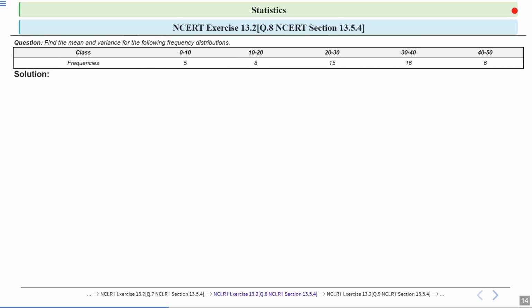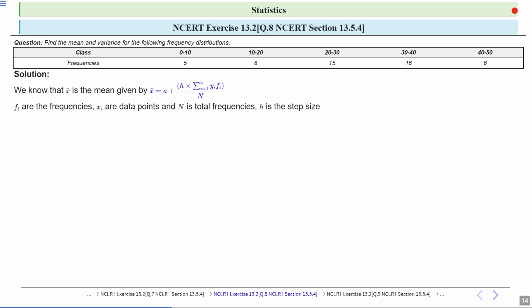So let's see how to solve this question. Now we are going to solve this question step by step. First of all, let's recall the formula of x bar in the shortcut formula. We know that x bar, the mean, is given by x bar equal to a plus h times summation from i equal to 1 to 5 of yi times fi divided by n, where fi are the frequencies, xi are data points, n is the total frequencies and h is the step size.